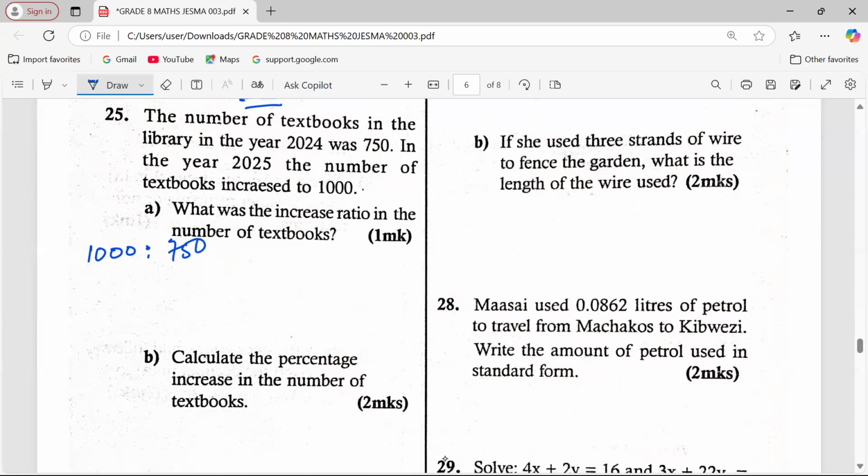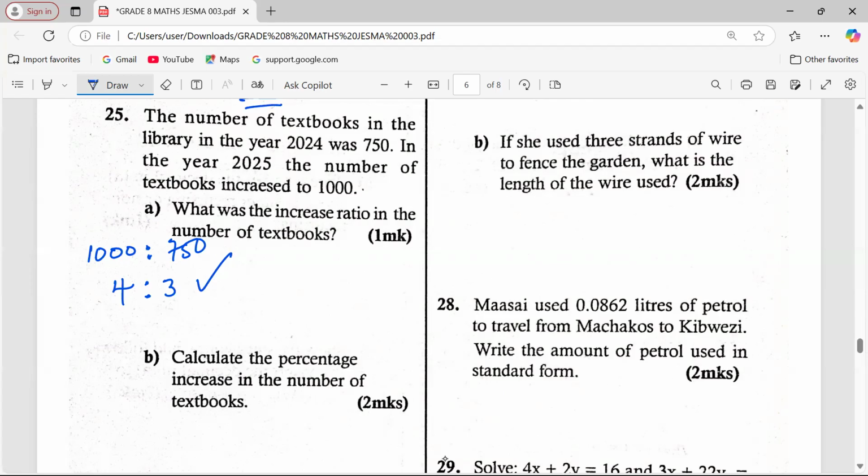Then we express it in the simplest form possible. Divide by 250, we get 4. Divide by 250, we get 3. So that is the ratio in the simplest form. That's an increase in ratio because the first proportion is bigger than the second one. If it was a decrease in ratio, we would have had a smaller proportion coming before the bigger one.